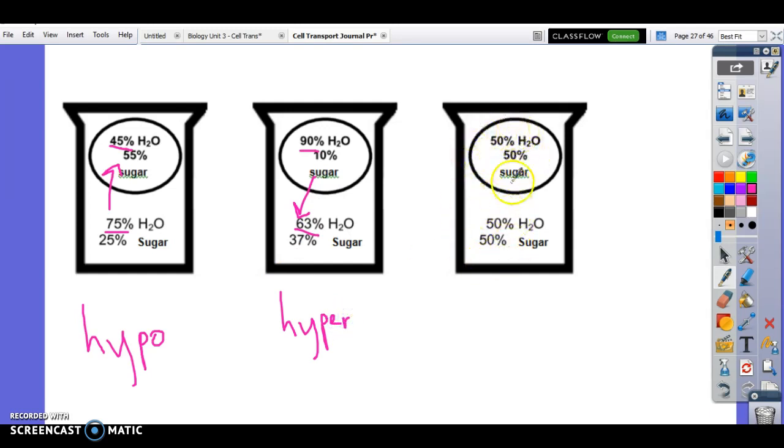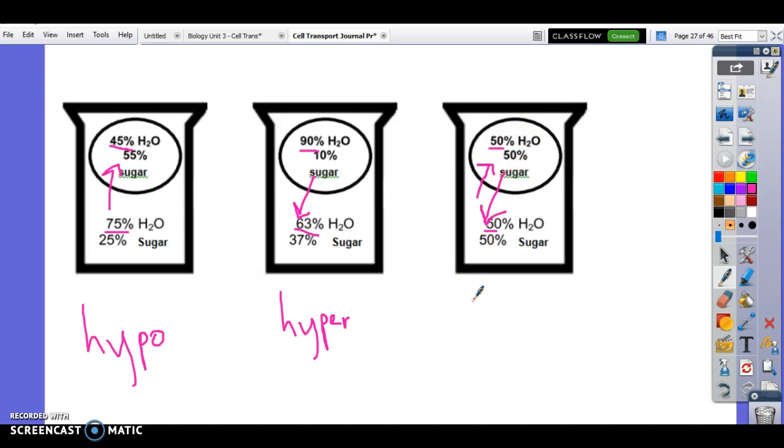Now, over here we have 50-50, okay? What I do not want to see is you leaving this blank. They have the same concentration of water. You don't leave it blank, because remember we said, just like in the snowball fight, the molecules don't ever stop moving, okay? They're always moving. So what I need you to draw is an arrow going in and out, okay? That shows that they're going in and out, and there's no net movement.